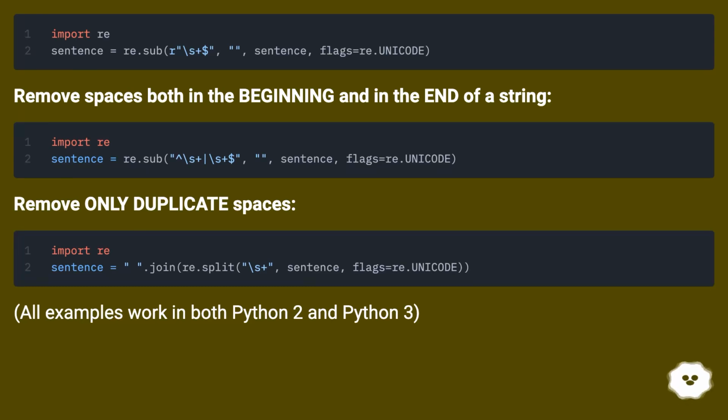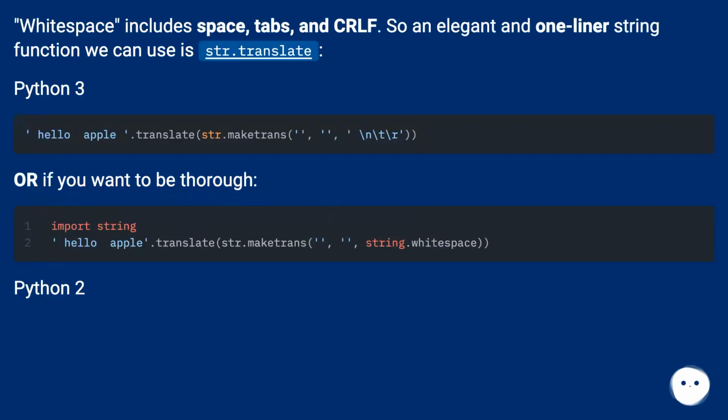All examples work in both Python 2 and Python 3. Whitespace includes space, tabs, and CRLF. So an elegant one-liner string function we can use is str.translate. Python 3.